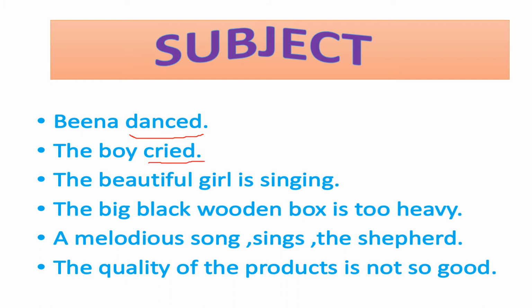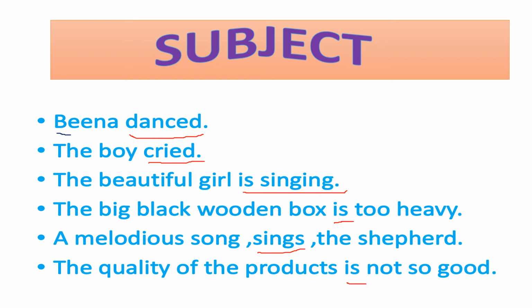In the third sentence, the beautiful girl is singing. What is the verb? Is singing is the verb. In the fourth sentence, the big black wooden box is too heavy. What is the verb? Is is the verb. In the fifth sentence, a melodious song sings the shepherd. What is the verb there? Sings is the verb. And in the final sentence, the quality of the product is not so good. What is the verb there? Is is the verb.